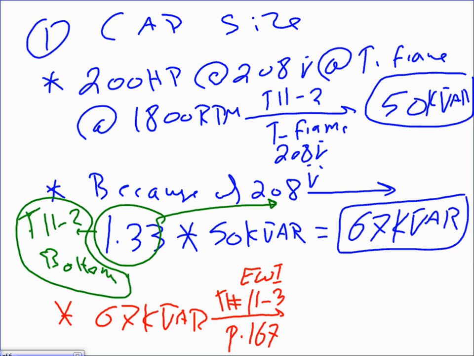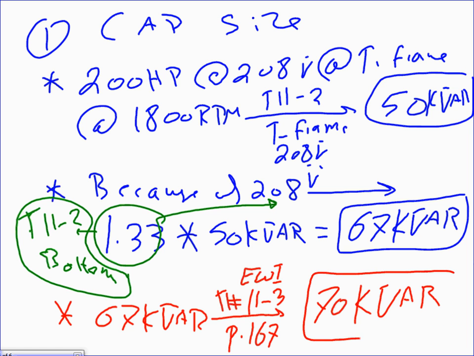For 67, the first column is the standard sizes. I have 65 and then 70. So my options go up to 70. So I'll go up to 70. So the next standard is 70K var.